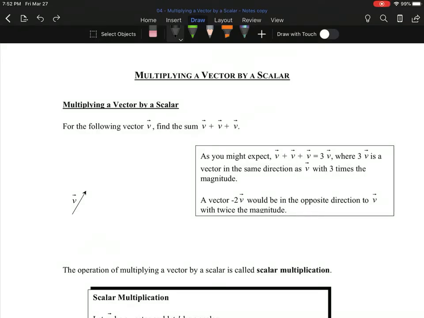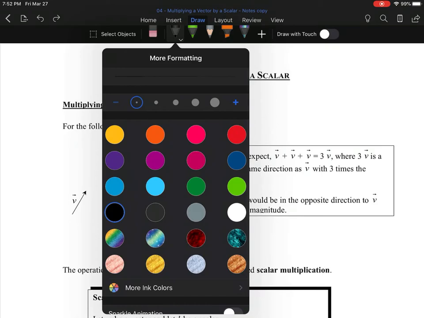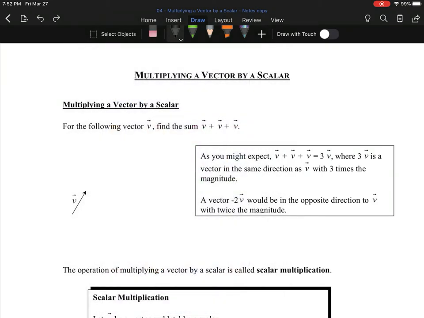All right, today multiplying a vector by a scalar. Before we even start though, let's make sure we're clear on what a vector and a scalar are. That might be obvious, but just let's be clear.